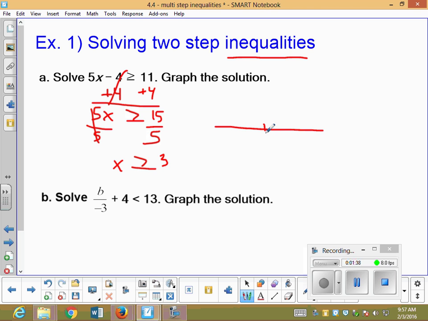Go ahead and put 0 here, put negative 3 here, and then we're going to put 3 here. Is it open or closed? It's an equal sign here, so it's going to be closed, to the right. Okay? All right, let's go look at example B.